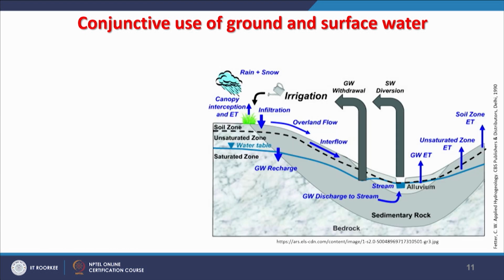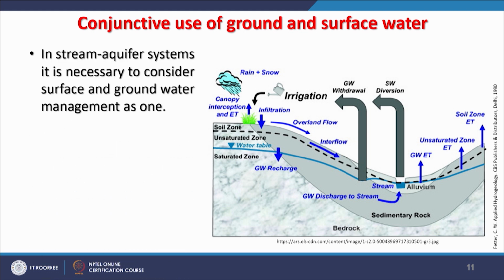So, here we are seeing a comprehensive kind of diagram. What we are going to discuss here is that in stream aquifer systems, it is necessary to consider surface and groundwater management as one. Usage of both types of water, groundwater and surface water, should not be looked at in isolation. That is the point here. From a groundwater or water management point of view, it should be looked at as one resource, and that is overall the water resource.